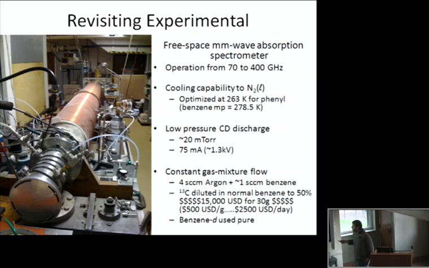The 13C is ridiculously expensive, shown here: $15,000 US for 30 grams. And we were roughly using about 5 gram aliquots that would last you about 6 hours. So we were running at about $2,500 a day. In order to make that last, we cut that by diluting it in normal benzene. The deuterated was used pure. Of course, that's also a little bit expensive, but not nearly so much as the single 13C isotopic benzene.